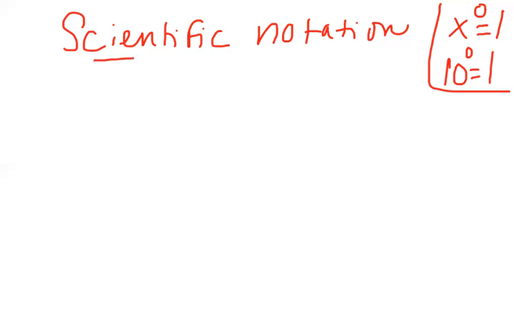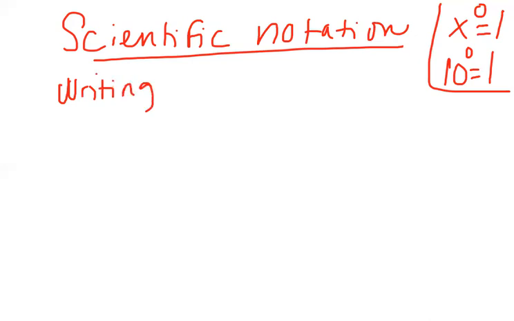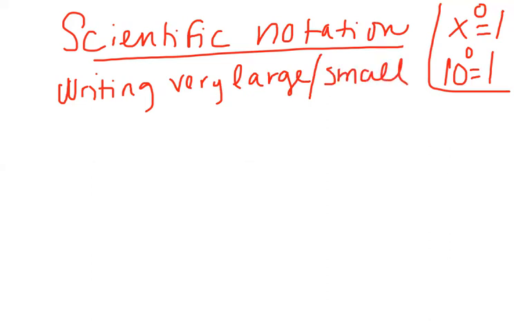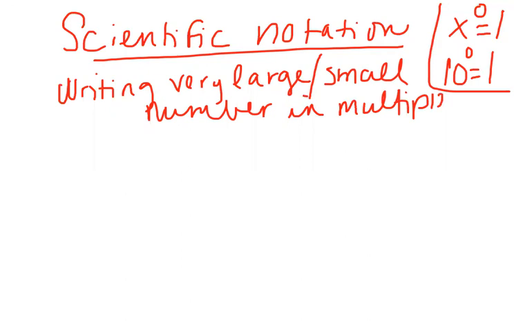Now, scientific notation is what we're moving to. This is where you are going to be writing typically very large numbers or very small numbers in scientific notation in multiples of base 10. Very large or very small numbers in multiples of base 10.